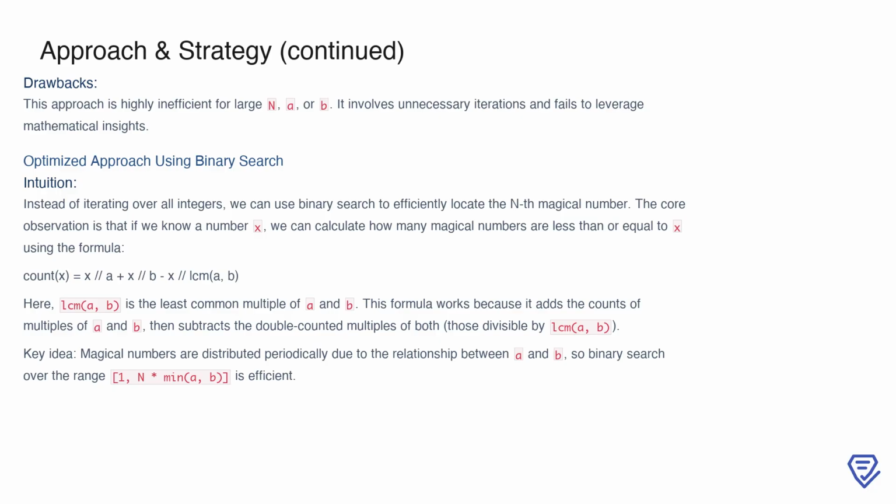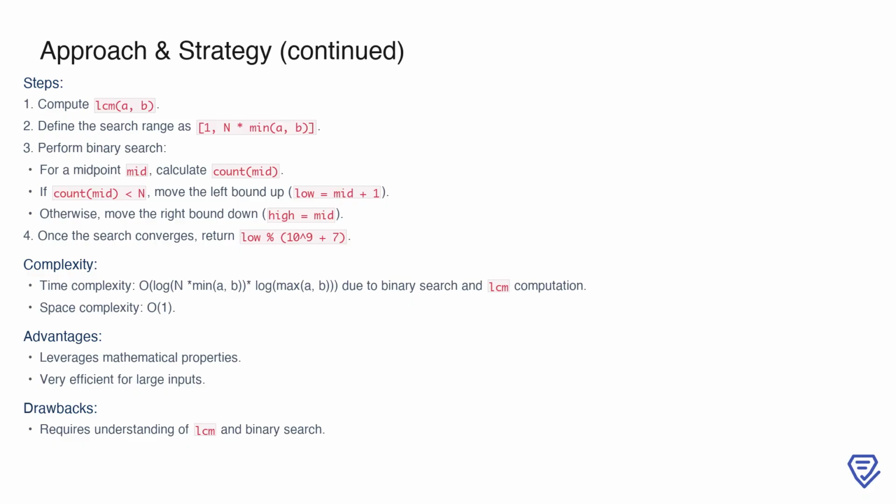This mathematical observation is crucial because it reveals that magical numbers are distributed in a periodic pattern based on A and B. By leveraging this periodicity, we can perform a binary search over the range 1 to n * min(a, b) to efficiently locate the nth magical number, significantly reducing the computational workload compared to brute force. Now, let's break down the steps of the binary search approach.